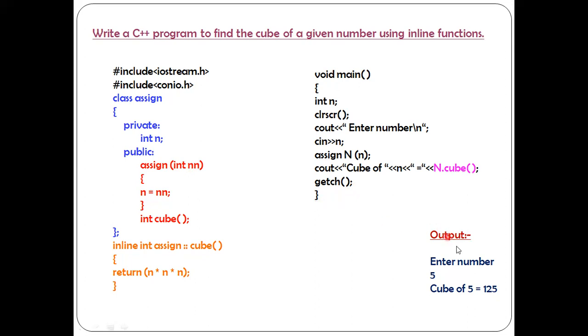Have a look at the output. Enter number. We inputted 5 and got the answer: cube of 5 is equal to 125. 5 into 5 into 5: 5 5s are 25, 25 5s are 125. This is a simple C++ program to find the cube of a given number using the concept called an inline function. Once again, the definition: an inline function is a special function whose body is inserted at the place of its call.